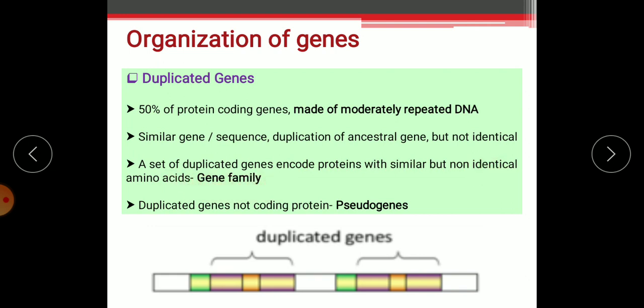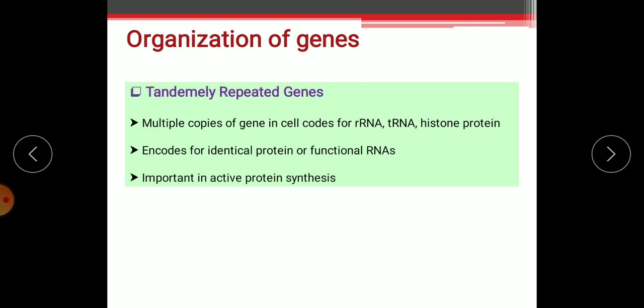A set of duplicated genes which are similar to the ancestral genes and encode proteins, but with non-identical amino acids, are called a gene family. And the duplicated genes which are non-protein-coding are called pseudogenes. That means they are duplicated genes but non-protein coding. They are the pseudogenes. And another term is the tandemly repeated genes.